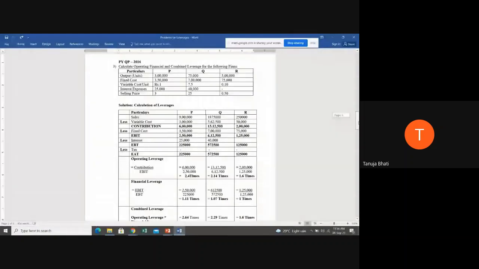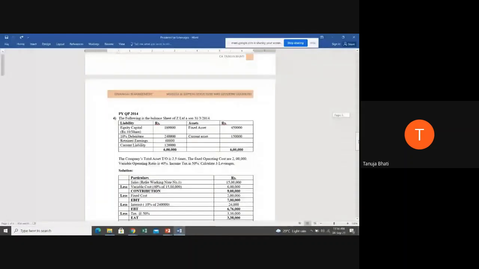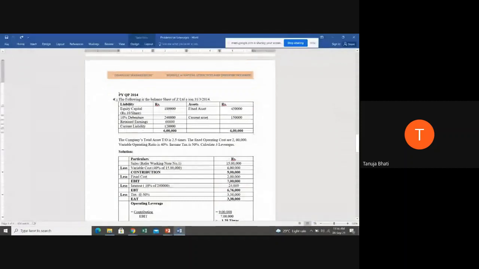Let us move ahead to problem number 4. This comes from the previous year question paper 2014. The following is the balance sheet of Z Limited on 31/3/2014. They have given you liabilities, they have given you assets.